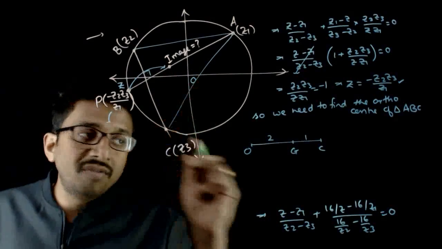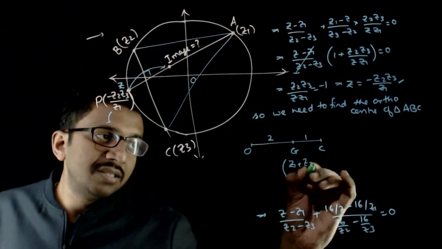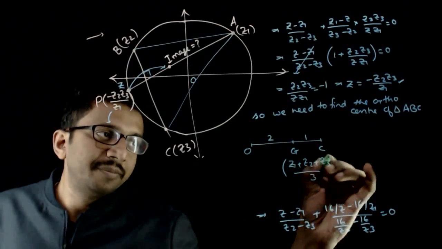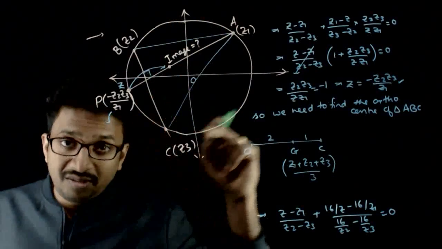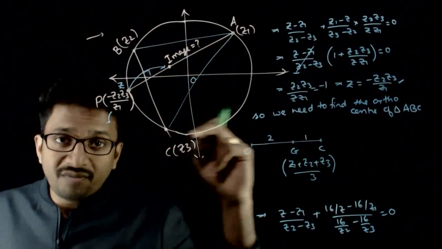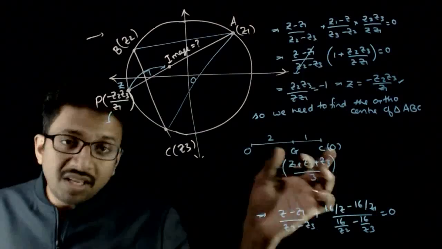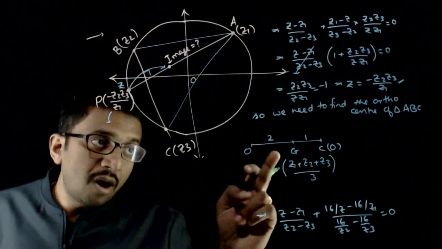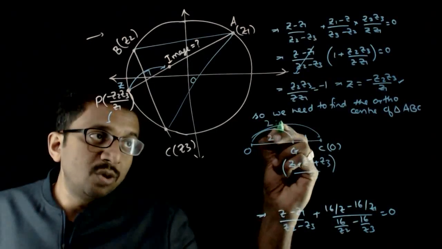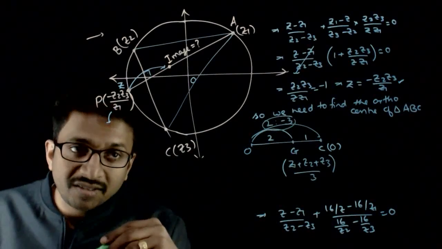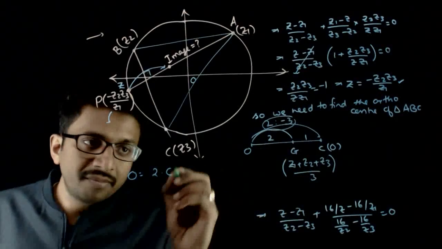So now what is the centroid of this? The centroid is very easy to find. The centroid is nothing but (z1 plus z2 plus z3) by 3. And the circumcenter is very easy to find because the circumcenter is nothing but the center of the circle, which is the origin, which is 0. So using these two, can I find the orthocenter? The orthocenter divides GC in the ratio 2:3, right? 2:3.